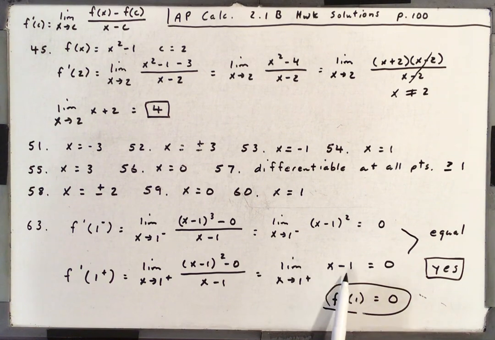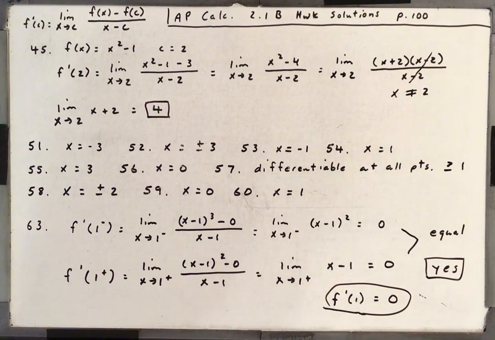We plug in a 1. We get 0. They are equal. So it is differentiable, yes, at x equals 1. And the slope of the tangent line at x equals 1 is 0. So that is the value of the derivative, which is just the slope. And yes, it is differentiable.